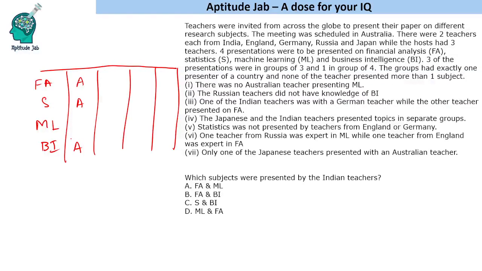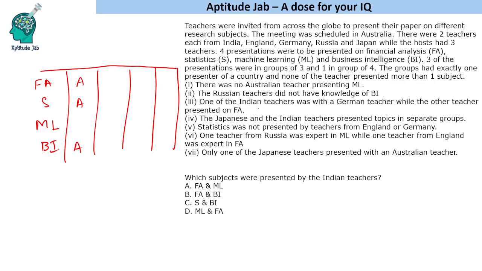Now it also means that, since there are 5 countries, right? No, there are 6 countries, so we cannot find out which are the people from this statement. The Russian teachers did not have knowledge of BI, so Russia will not be present in BI. This means that it could be in any other two, right? So let's look for some positive statements.